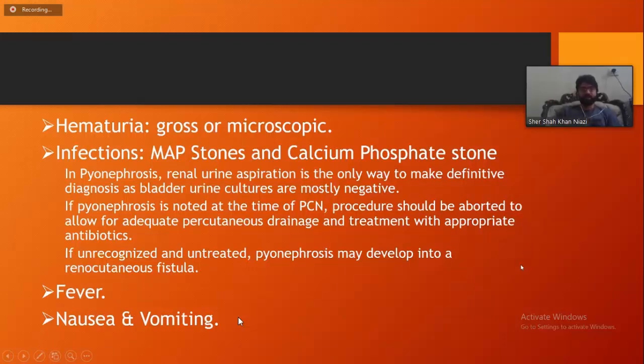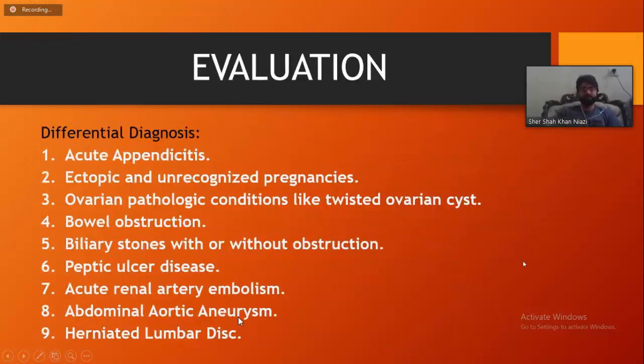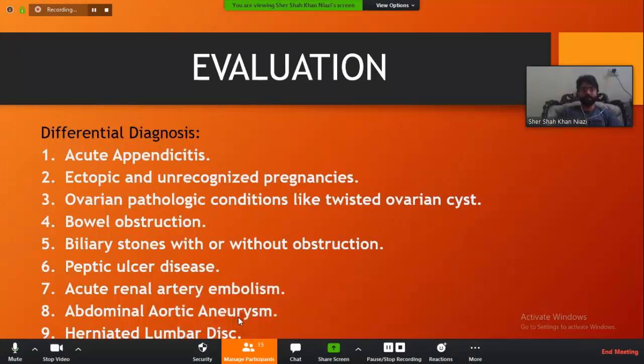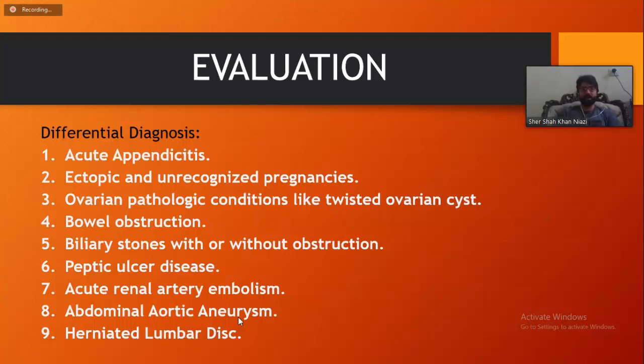While evaluating for the renal colic, you have to keep in mind all these diseases during your surgery. And you should know all the examinations and investigations that you need to perform to exclude all these diseases. The first of which is acute appendicitis, ectopic and unrecognized pregnancies, ovarian pathologic conditions like twisted ovarian cyst, bowel obstruction, biliary stone with or without obstruction, peptic ulcer disease, acute renal artery embolism, abdominal aortic aneurysm, or related diseases.